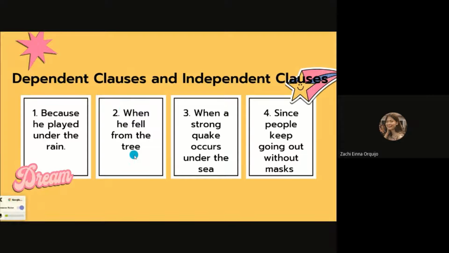When he fell from the tree. So 'di ba hindi siya kumpleto, parang may kulang, no? Ganun po ang dependent clause. Ibig sabihin ng dependent clause, sila hindi nila kayang mag-isa. Okay? So when a strong quake occurs under the sea ay hindi rin kumpleto, hindi rin buo ang diwa, at since people keep going out without mask. So 'di ba, hindi rin kumpleto yung sentence or may kulang sa sentence na ito. So that is dependent clause.